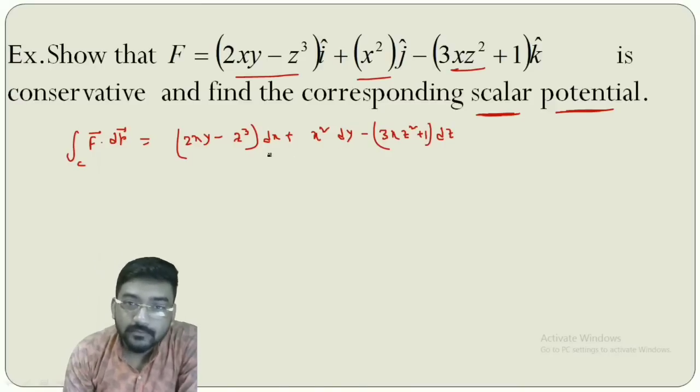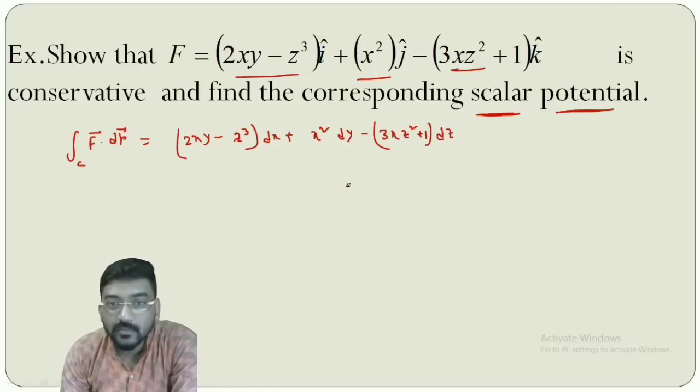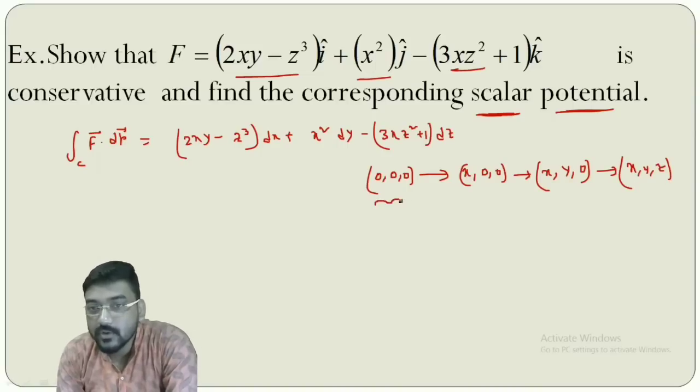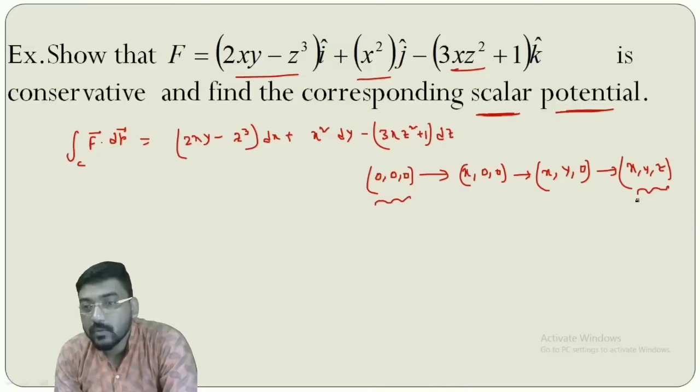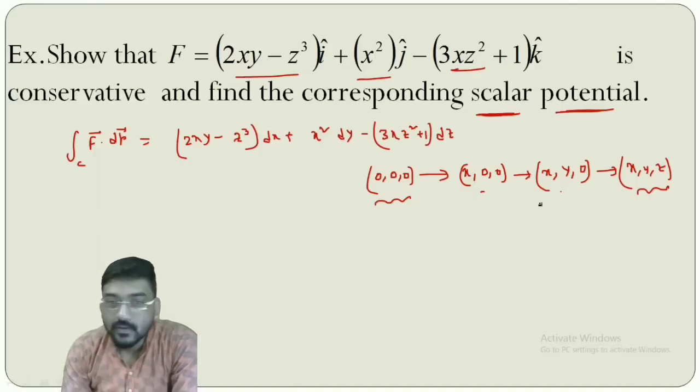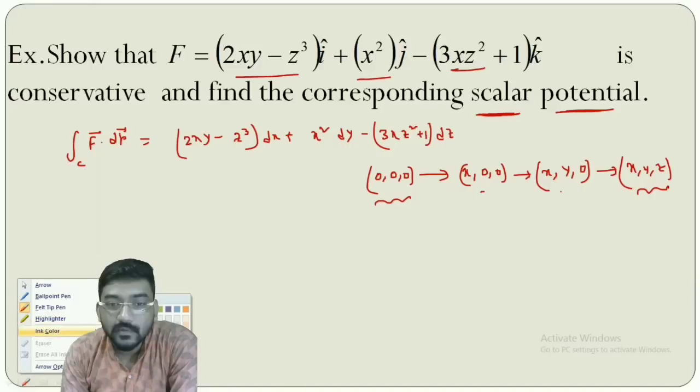Okay, and now let me take a path. Suppose my path is starting from origin, so it will be 0, 0, 0. Then I like to choose along the x-axis x, 0, 0. Then I like to choose x, y, 0. Then I like to choose x, y, z. So I am going from this point 0, 0, 0 to an arbitrary point x, y, z through this path, through these two intermediate points.